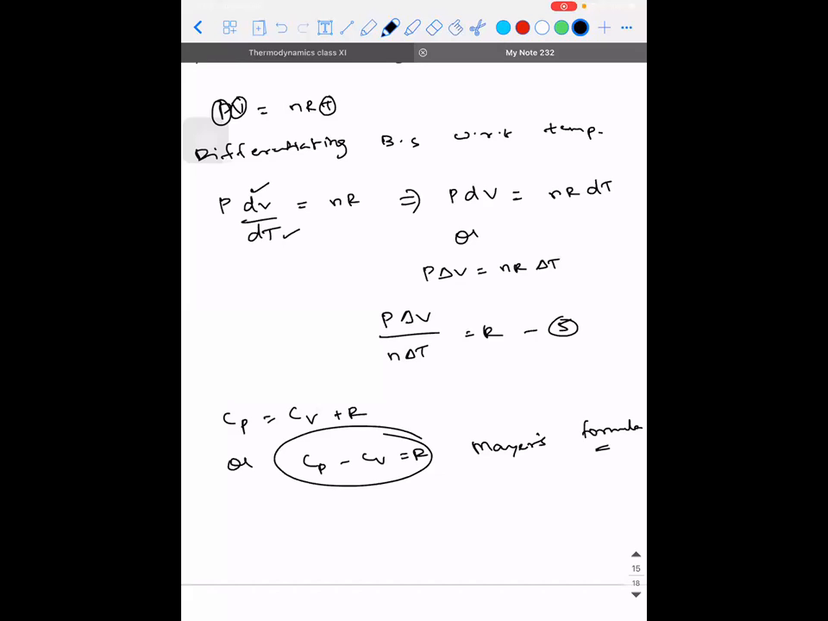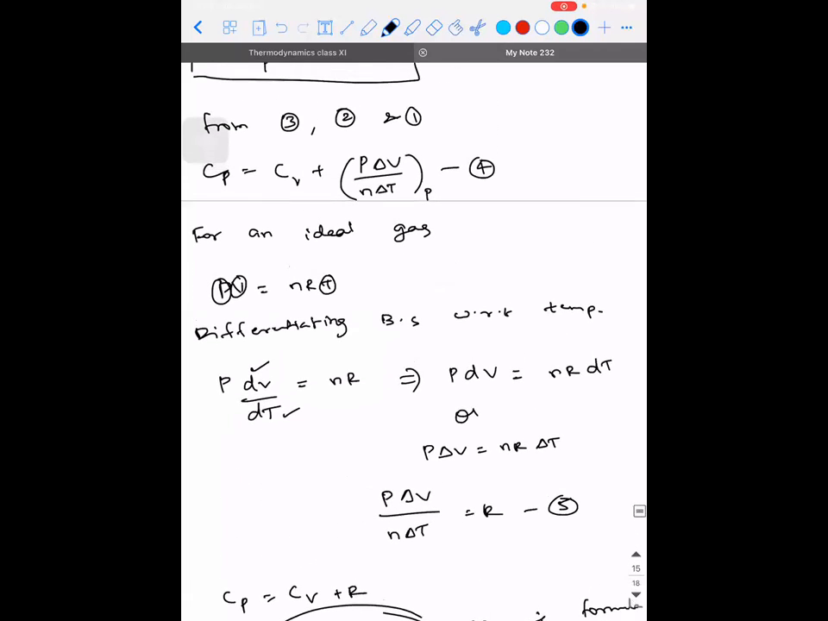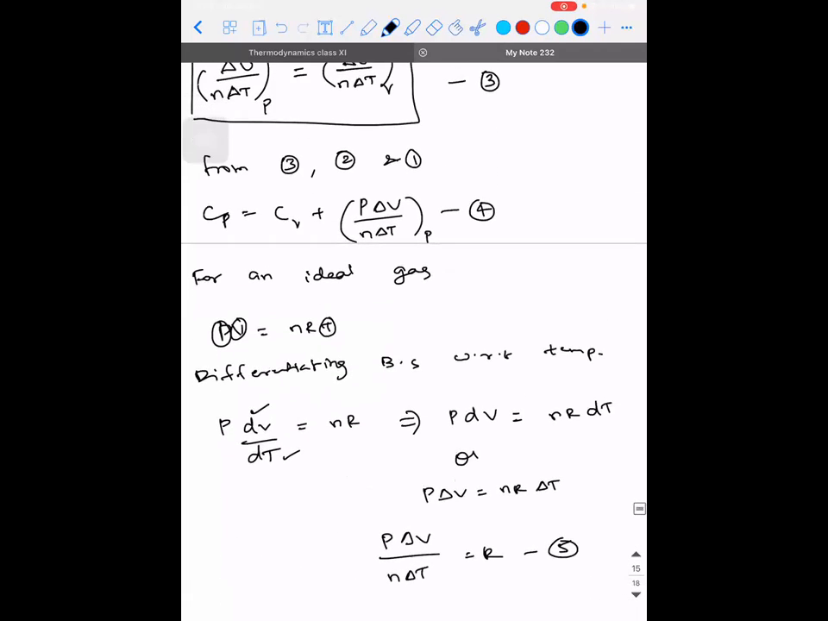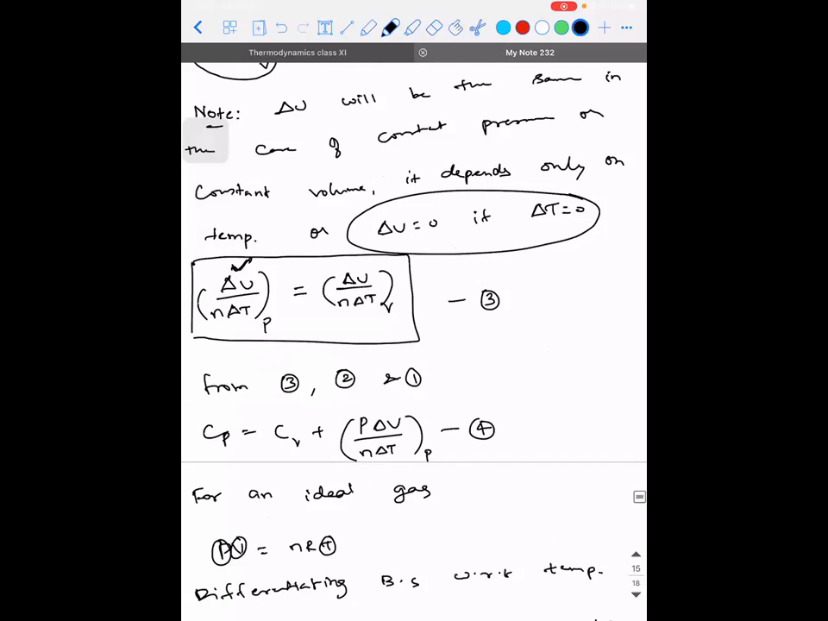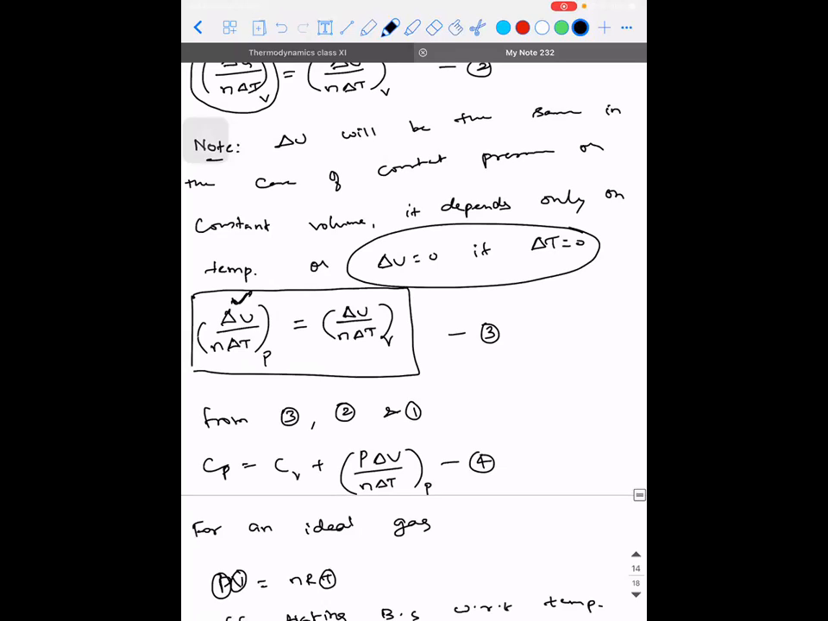Make a note of it. Sir, R is constant, right? Universal gas constant. Sir, could you go up a bit? Yeah. A bit more, sir. The third equation. This is fine? Yes, sir.